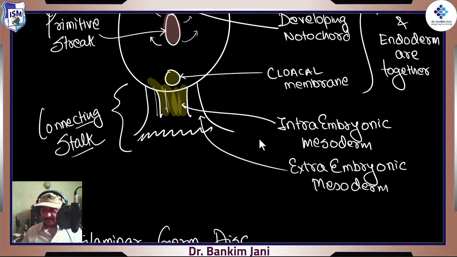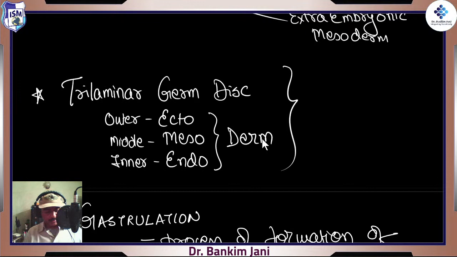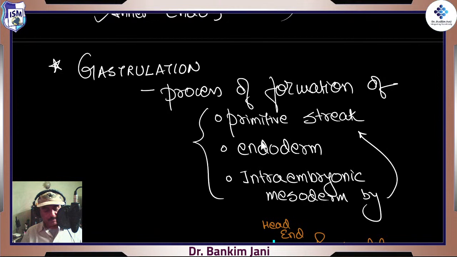Our area of interest is the trilaminar germ disc. It has an outer, middle and inner layer: ectoderm, mesoderm, endoderm. Yes, they are there, done. That's what we wanted, how that disc is formed. This is gastrulation, the process of formation of the primitive streak. We saw that. The cells from that streak sneak into the endoderm and form the intraembryonic mesoderm.